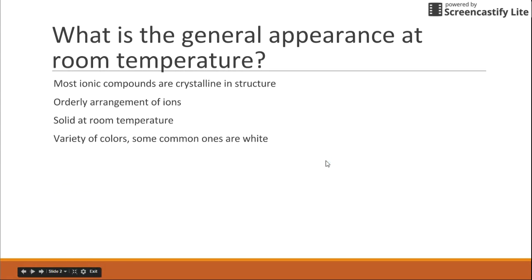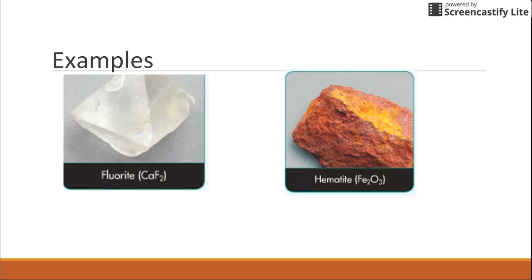The general appearance at room temperature of ionic substances is a crystalline or crystal structure, an orderly arrangement of ions. They are solid at room temperature, and they occur in a variety of colors. Some common ones are even white, like sodium chloride, salt. Other examples include CaF2, commonly known as fluorite, or Fe2O3, otherwise known as hematite.